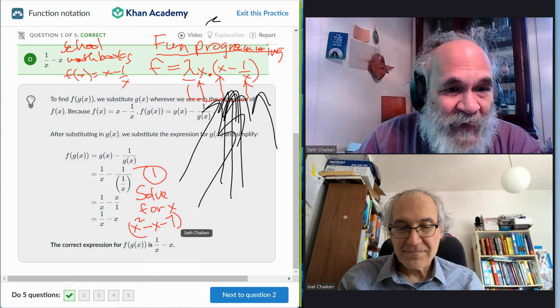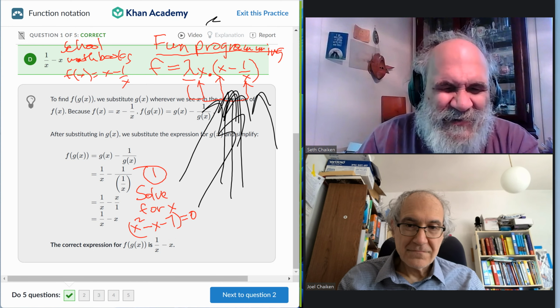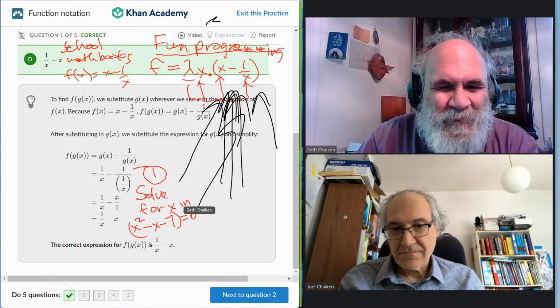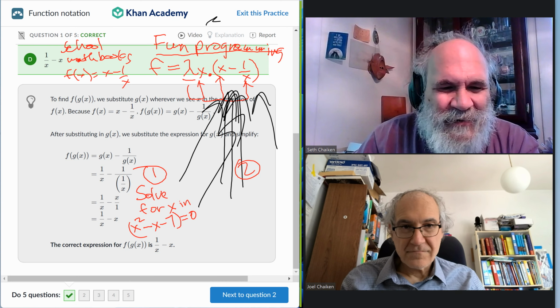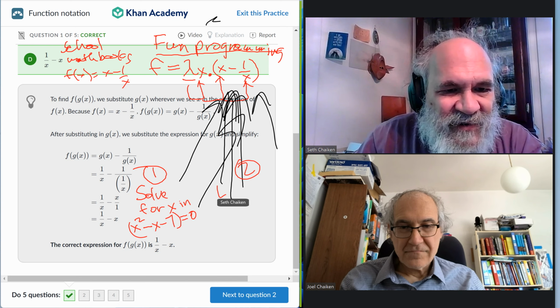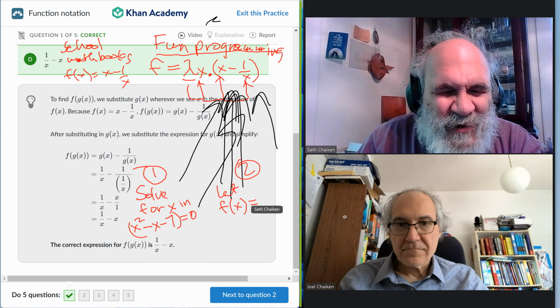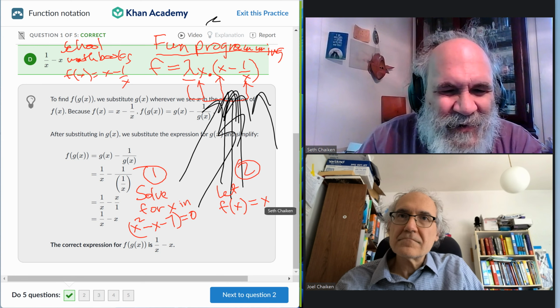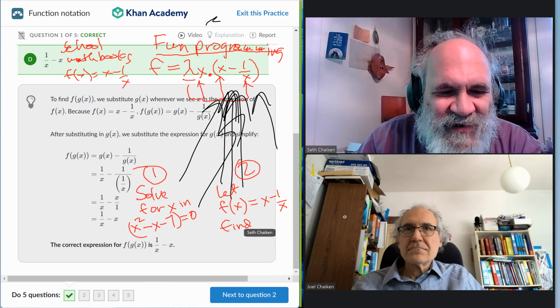Okay. Here is one problem. Solve for x in this quadratic equation involving x. 2. Okay, let's say, let f of x equal x minus 1 over x. Find f of 3. Okay?